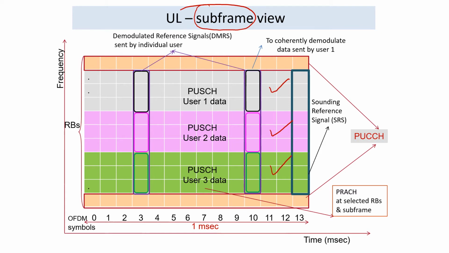And along with the data, the users also send what are called reference signals, which are used to help demodulate them. So these are demodulation reference signals. There are spaces allocated, which are configured for control channels to get feedback, acknowledgement, NACK signals, etc. And there is also an option for the base station to allocate some region of the subframe whereby users can send what are called sounding reference signals, which are exclusively used for uplink measurements.